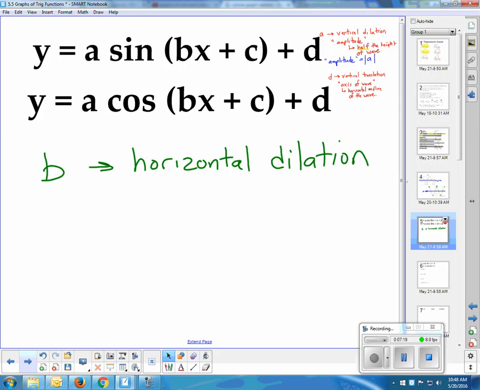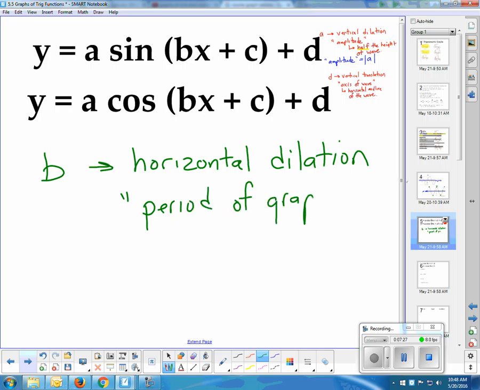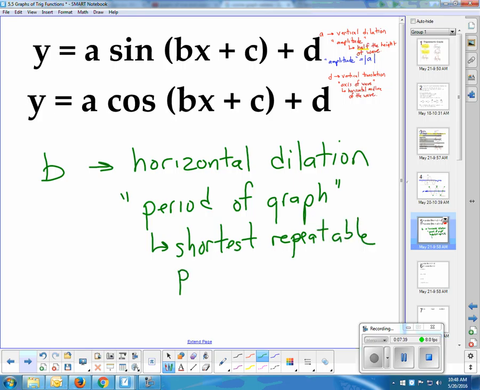For this periodic function we have here, this affects the period of the graph. And the period of the graph, if you haven't studied periods before, is the shortest repeatable portion of the graph or function, depending on how you want to say it.